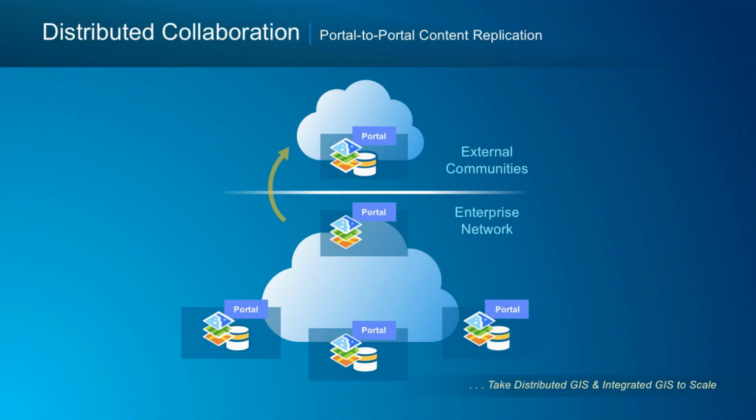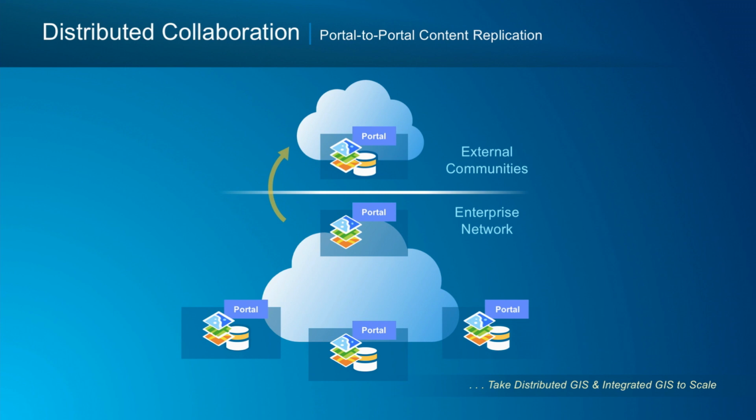So at Enterprise 10.5, we've released the distributed collaboration capability, and it continues to be expanded with 10.6. So distributed collaboration provides for portal-to-portal content replication, which means being able to take the items from one portal in one department and share it with another department and all of its associated content.